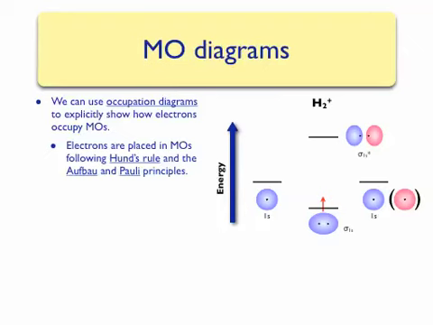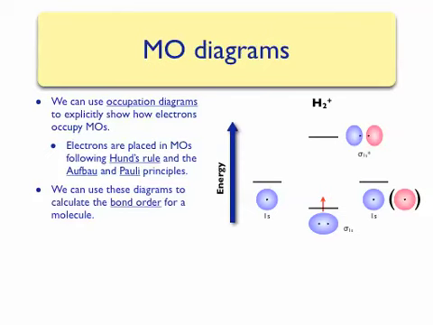We can also follow Hund's rule by placing a single electron in orbitals with the same energy before pairing them up. In the case of the hydrogen cation, which has one valence electron, that one valence electron goes in the lowest energy molecular orbital. That would be the sigma 1s orbital.